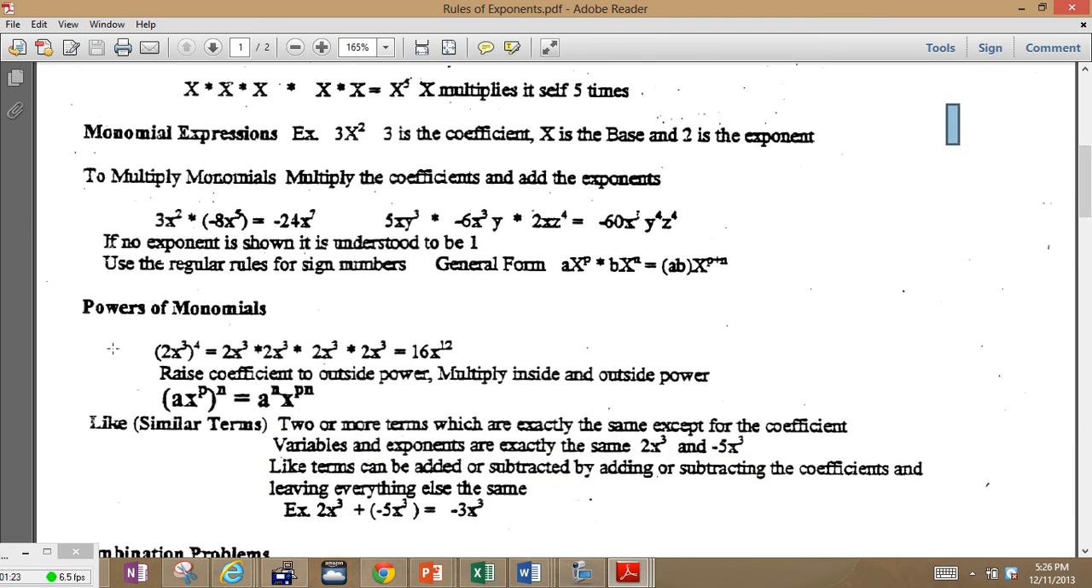Powers of a monomial is something you have when you have a monomial to a power like this. Again, this is a shorthand notation. You should be able to jump directly from this expression to the 16x to the 12th. We know that the coefficient is raised to the outside power, 2 to the 4th, 16, and multiply the inside and outside powers. Here's our basic rule down here. Ax to the p, to the power n, is a to the power n, x to the power p times n, okay?